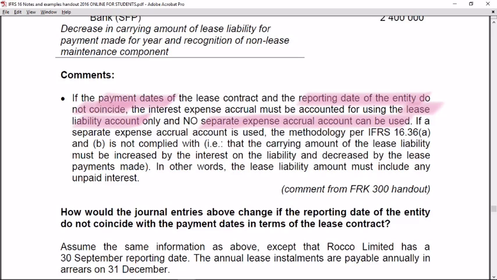If a separate expense accrual account is used, the methodology per IFRS 16 that we just read is not complied with. The requirement in step 1 that we read earlier was that the carrying amount of the lease liability must be increased by the interest. There is no reference made to a separate expense accrual account. Please refer to this expansion on this example of how the journal entries would change if the reporting date of the entity does not coincide with the payment dates in terms of the lease contract.